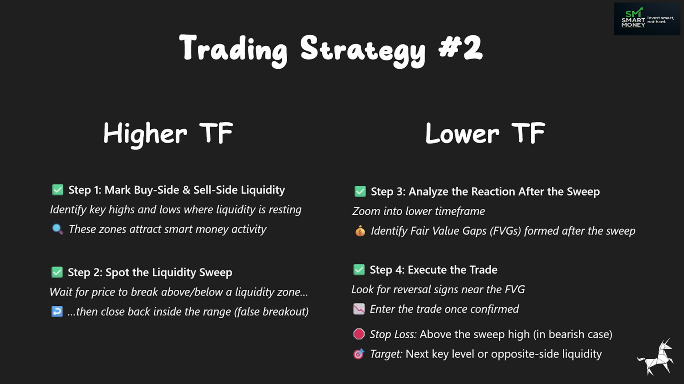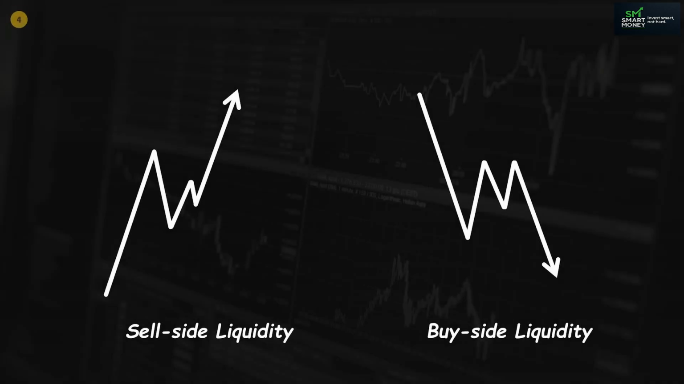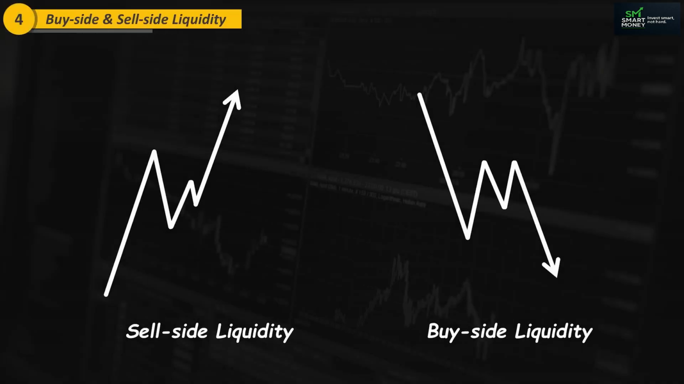The second trading strategy also uses 2 time frames and combines the concepts of buy-side and sell-side liquidity, liquidity sweep, and fair value gaps as an entry point. So, what is buy-side and sell-side liquidity? Liquidity above a high or a group of highs represents buy-side liquidity, and liquidity below a low or a group of lows represents sell-side liquidity.